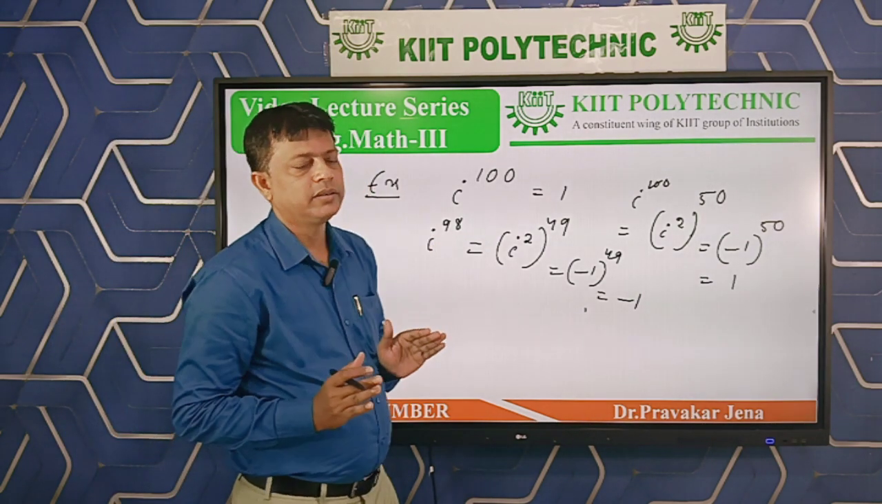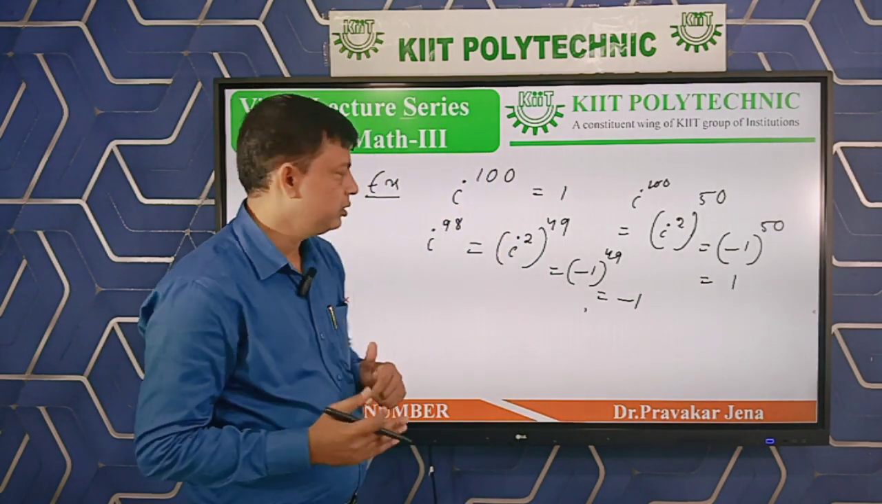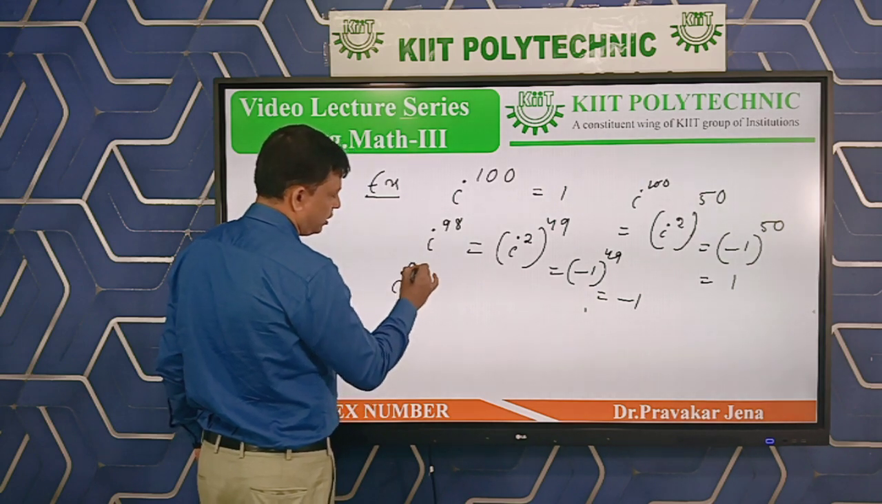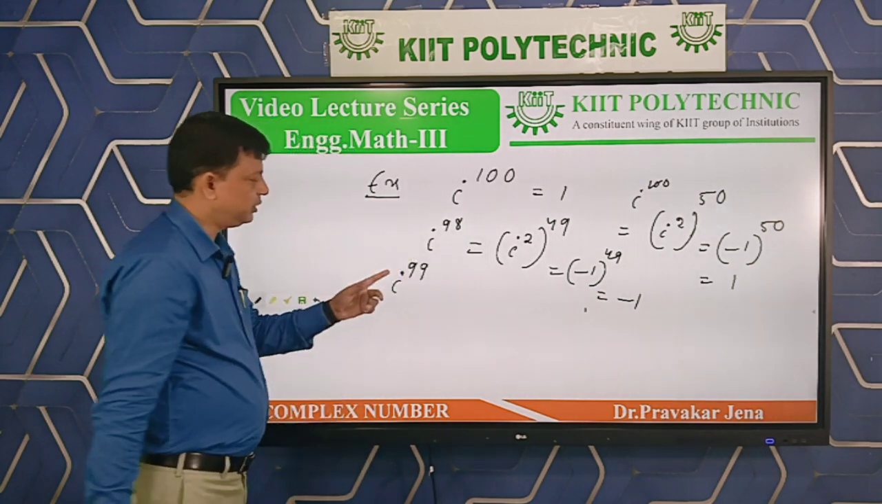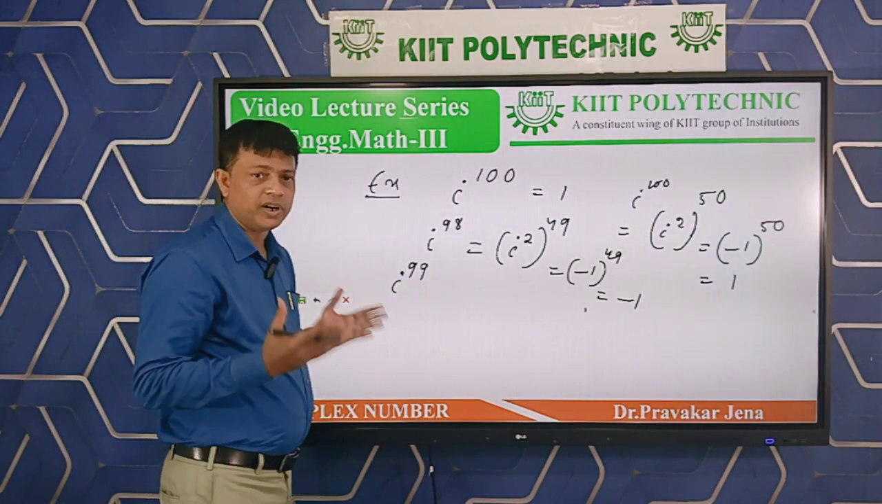Similarly, how to find the power of i when it is an odd number? So i to the power 99. This is an odd number. I to the power 99 is an odd number, but how to find its value?